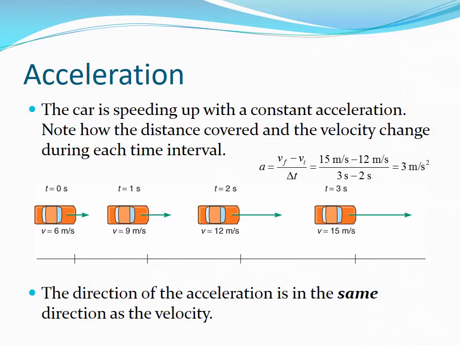The figure shows the motion diagram for acceleration. The car is speeding up with a constant acceleration. Note how the distance covered and the velocity change during each time interval. The acceleration for the last interval is calculated. The final velocity was 15 meters per second, and the initial was 3 meters per second during the 1 second interval. The acceleration is 3 meters per second squared. Note that the acceleration is positive.